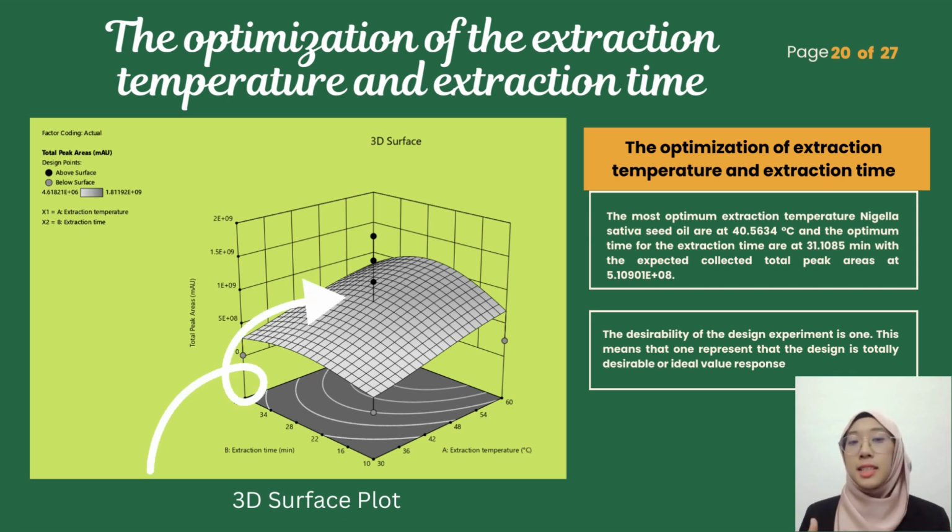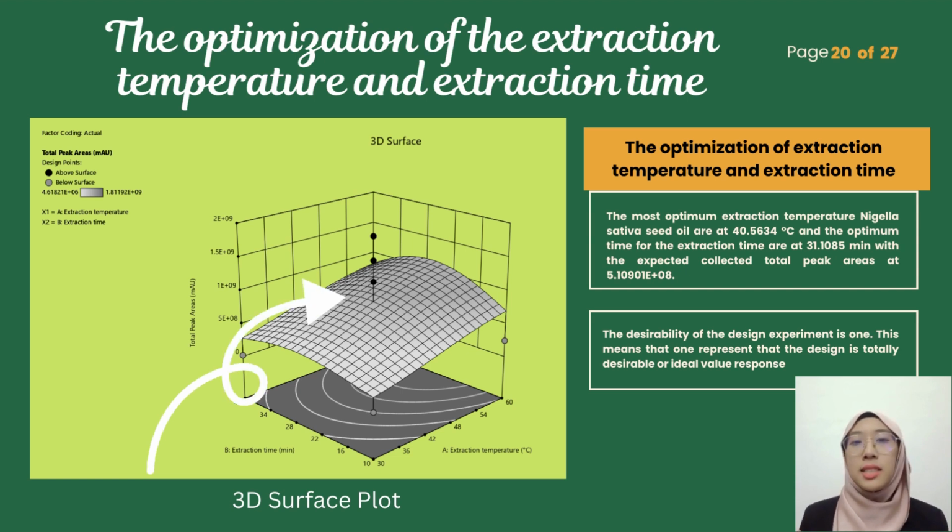Extraction temperature and extraction time can be seen in the 3D surface plot. The total peak area of the compounds obtained from this study increased with the temperature and started to decrease after the extraction temperature reached 40.56 degrees Celsius, and for the extraction time it increased until 31.11 and decreased after that. Thus, the most optimal extraction temperature for Nigella sativa oil is 40.56 degrees Celsius, and the optimal extraction time is 31.11 minutes, with the expected collected total peak area at 5.090 times 10 power of 8.